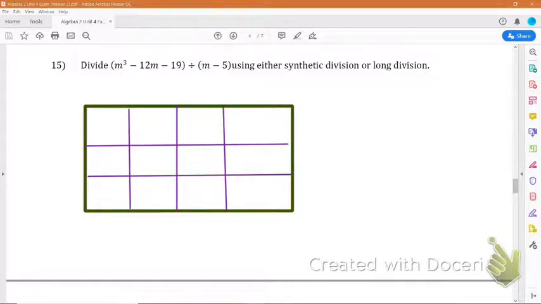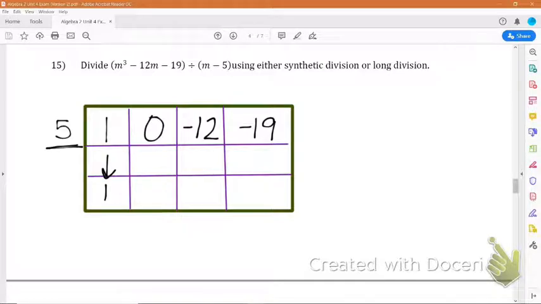So my coefficients are 1 for the m to the third. You have 0 m squareds. You have negative 12 m's and negative 19 as your constant. Bring your 1 down. Does that 5 have a name for it, like what we put on the side over there? I call it my magic number. So our magic number is 5.